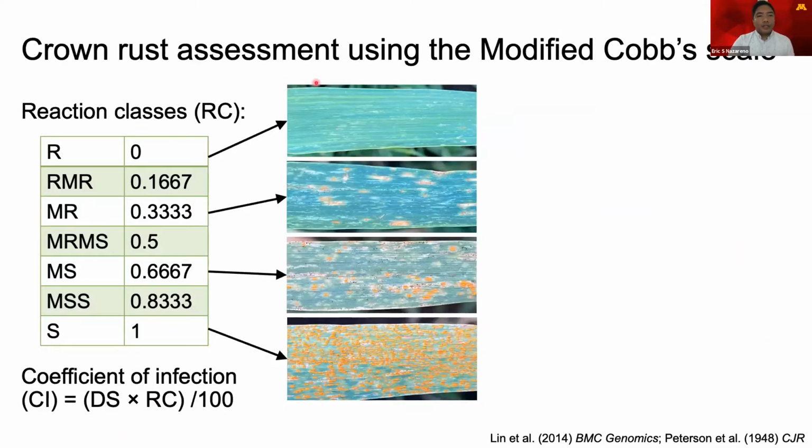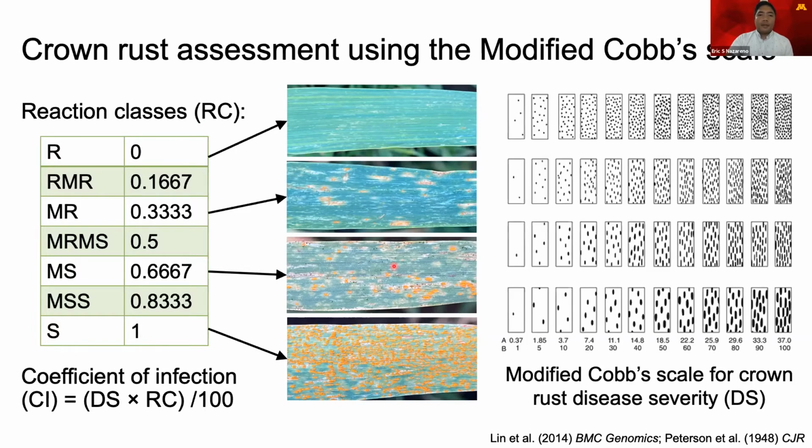This is just to illustrate the Cobb's assessment scale that I use in the field. So I collect 2 sets of data. The first is reaction class. So these are just from resistant to susceptible converted to numerical values. These are the representative pictures of these reaction classes. And here is the guide for scoring disease severity per entry. So I multiply disease severity by reaction class to get the coefficient of infection.